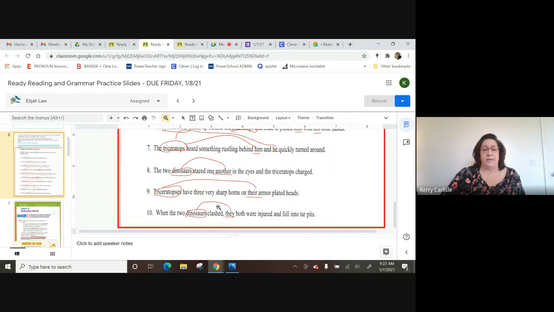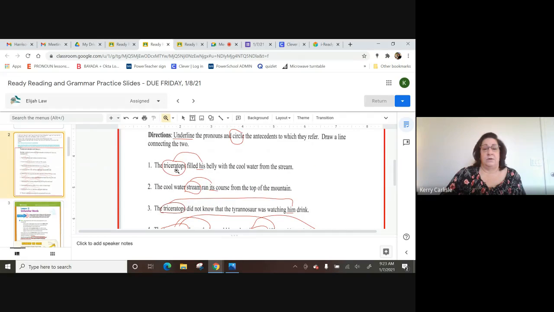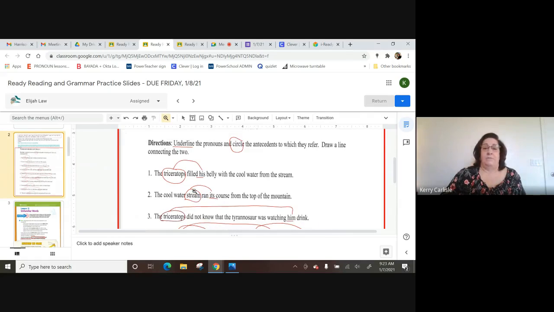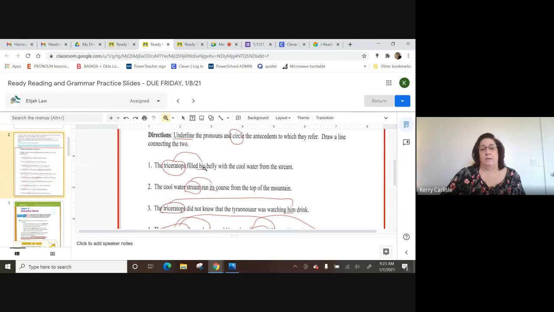So watch out. You don't necessarily have to draw these lines, but on 4 and 6, you're going to have to tell me which pronoun goes with the antecedent. So even if you just go through and circle and underline, I'll know that you know which is the antecedent and which is the pronoun. Remember that antecedents are always nouns, and they are the nouns that the pronoun is taking the place of.